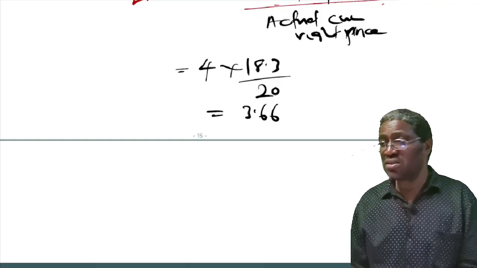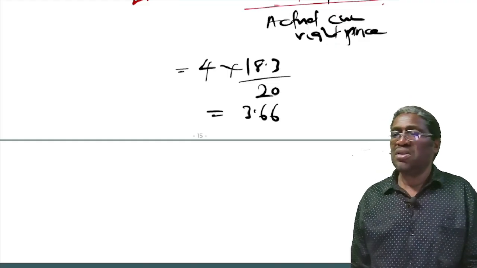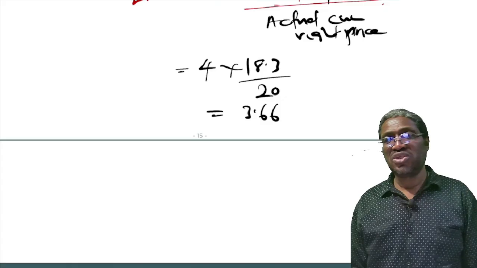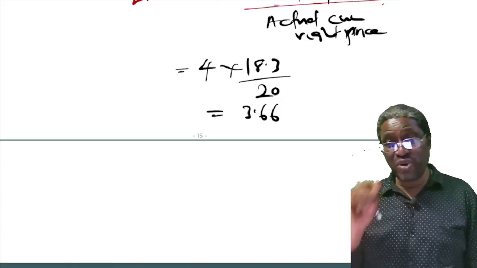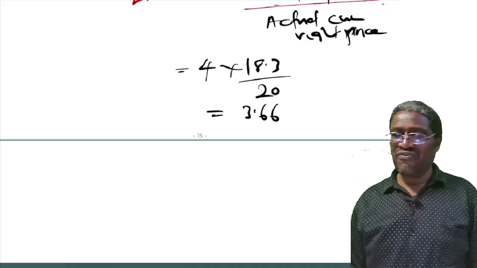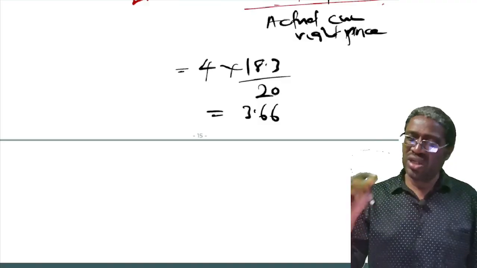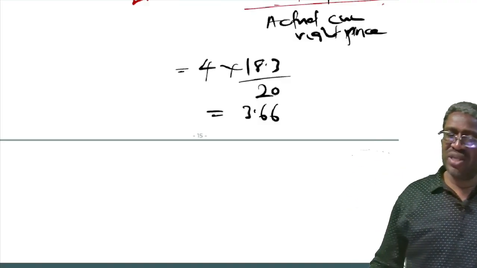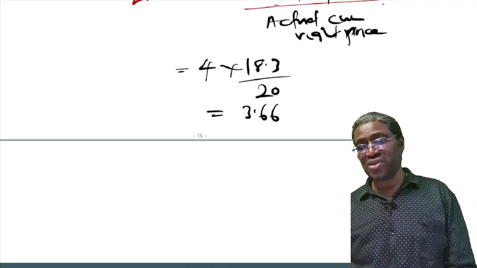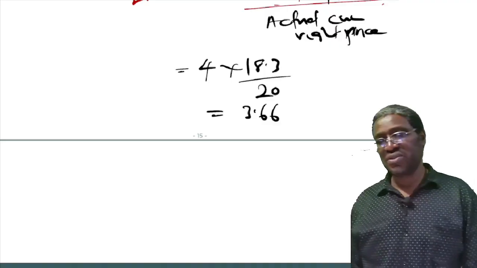To calculate the number of shares deemed to be issued at full market price, first calculate the theoretical ex-rights price.